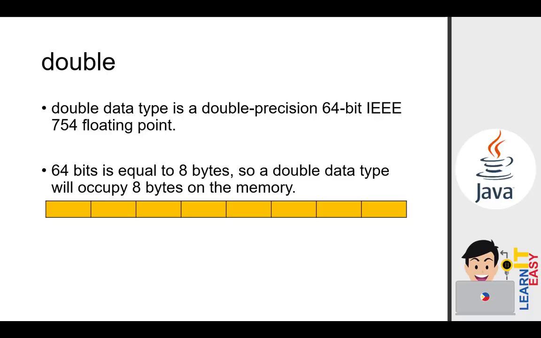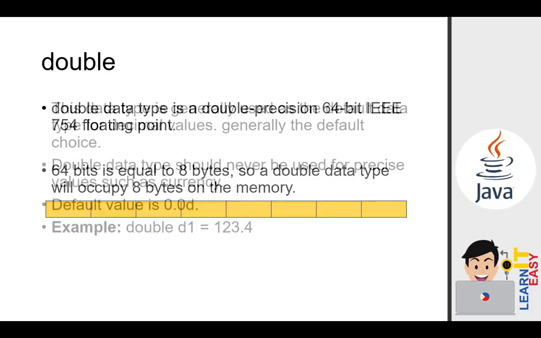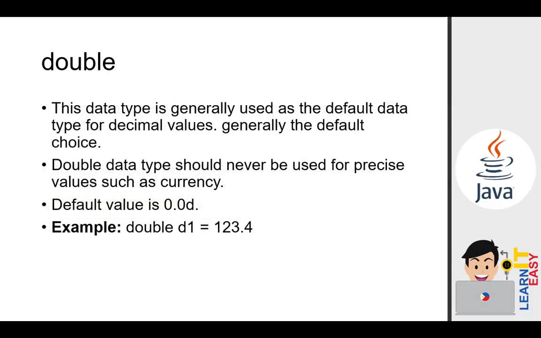Yung long data type at itong double data type ang pinakamalakas mag-consume ng space sa memory. Although, syempre, kung kailangan mo ng mas mataas na storage range capacity, kailangan mo talagang gumamit ng double. This data type is generally used as the default data type for decimal values. Generally, the default choice. Double data type should never be used for precise values such as currency. Ang default value niya is 0.0d.